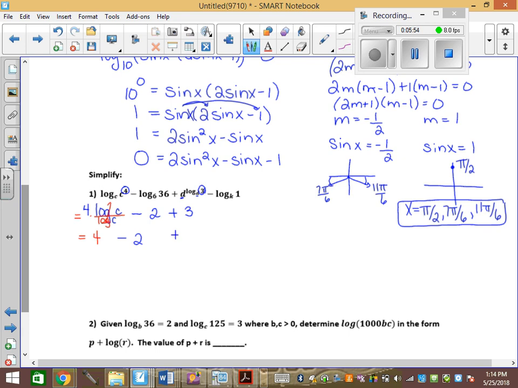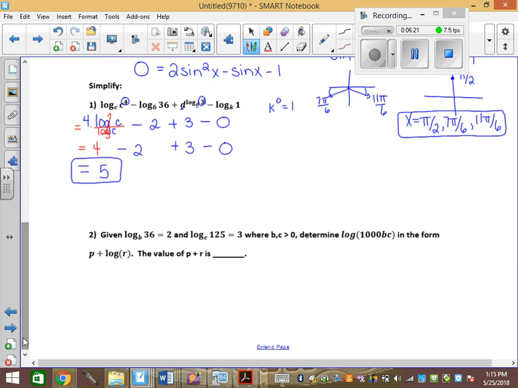You get plus 3. And then for the last one, just like saying 6 to the what is 36, 6 squared, you're going to say k to the what is 1, and k to the 0 equals 1. So my answer is actually 0. So I'm going to get 4 plus 3 minus 2, which is 5. That whole thing turned out to be 5.